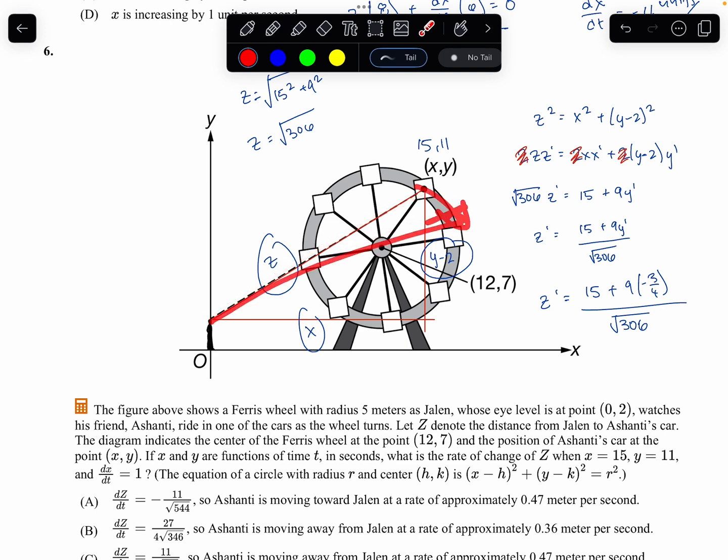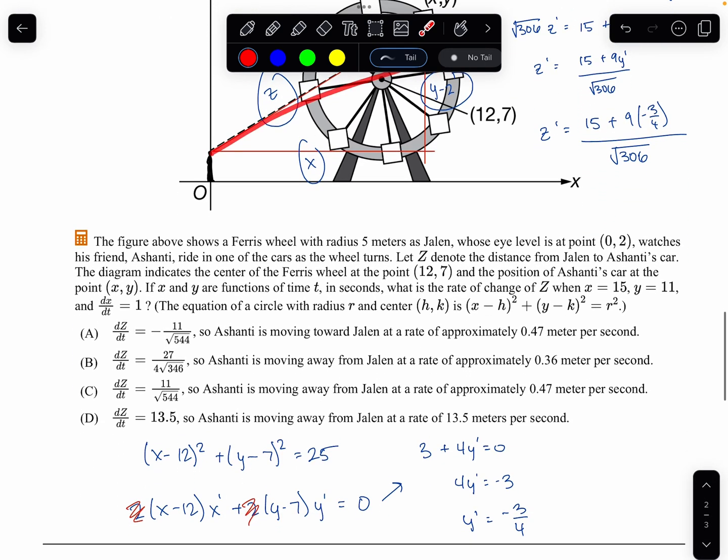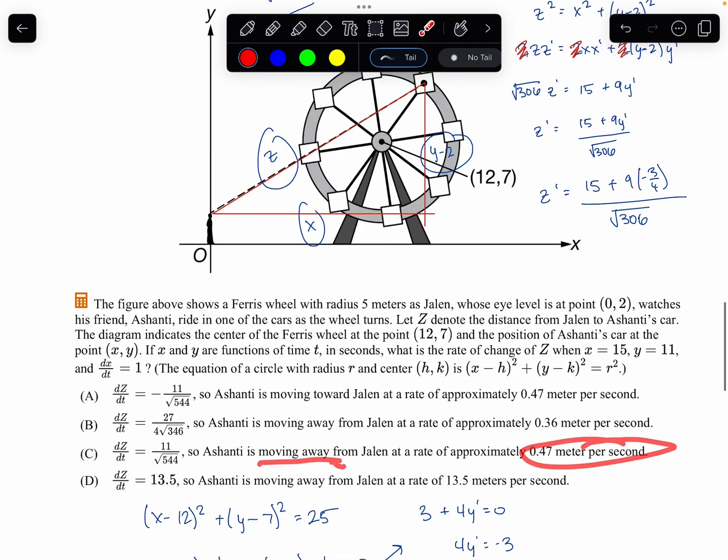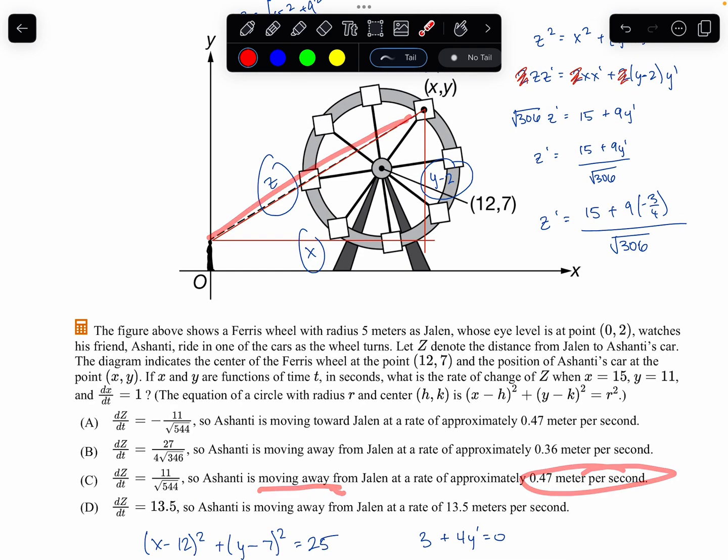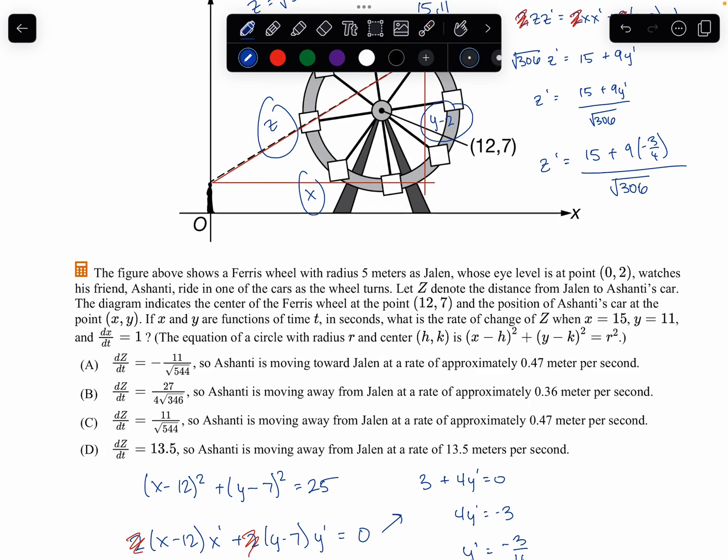So increasing would mean that this is positive, which is what we got. We got a positive 0.47. And so I think that means it's moving away, because that means that this would be increasing, which is why we got positive. So it's going to be C.